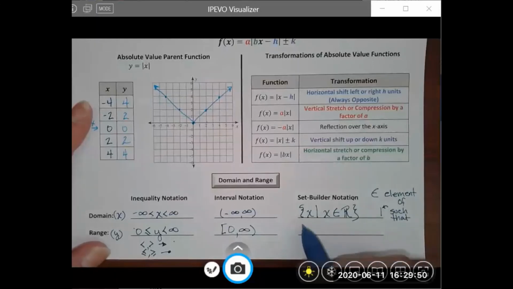I'm doing set builder. It's similar. Still use my bracket. This time I'm talking about y values because this is range. So I'm looking at the y's such that, and here you could do it a couple of different ways. I would say y is greater than or equal to 0, and I think that covers it. You could also put this entire inequality statement here inside the set builder notation if you would like to. This tends to be a little bit more concise.